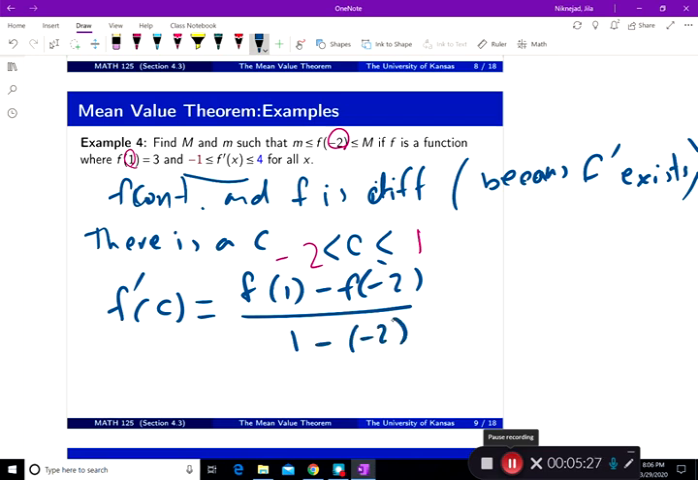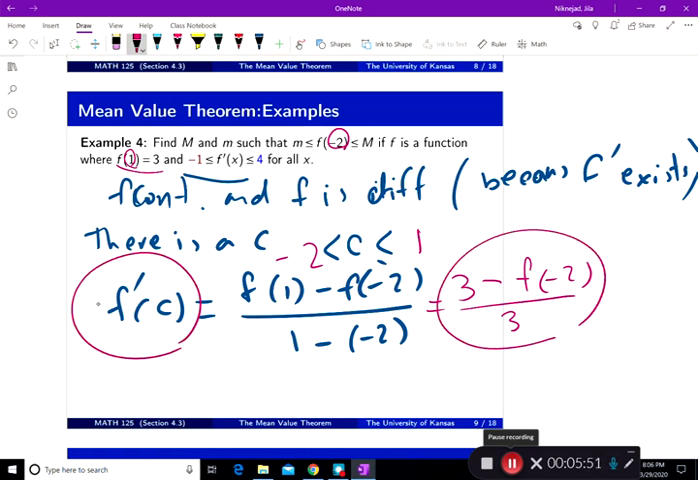Now, what do I get up there? Up here, I know f of 1 is 3, then minus f of -2. I don't know anything about f of -2. I just want to find some bounds for it. And then the bottom, I get a 3. Now, this is going to be equal to some f prime of some point c. But I know something about f prime. f prime, no matter what it is, it's going to sit between -1 and 4.